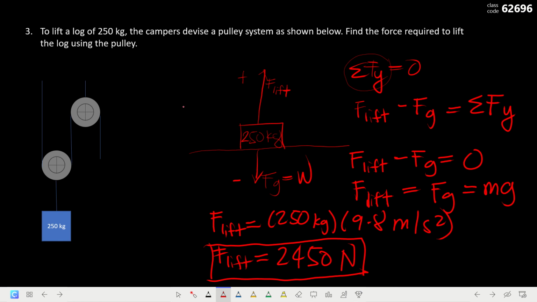How about if we now apply the use of a pulley system? Will this affect the amount of force required to lift the same object with the mass of 250 kilograms? Let us now try to answer our problem. Remember this force required without the use of this simple machine, the pulley. The force required here is 2,450 Newton. So what is the effect of using a pulley in lifting the same object?